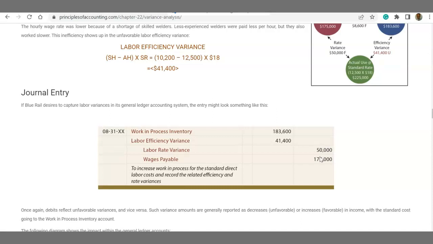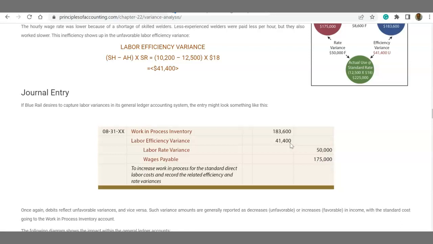When something goes on the credit side, it looks good. It's like revenue, like gain, normal balance credit. When something goes on the debit side, it's like bad news. It's like unfavorable, like expense, like loss. It's normal balance debit. So here we go. We debit the unfavorable and we credit the favorable labor rate variance. And we credit wage payable for exactly how much we are really paying.